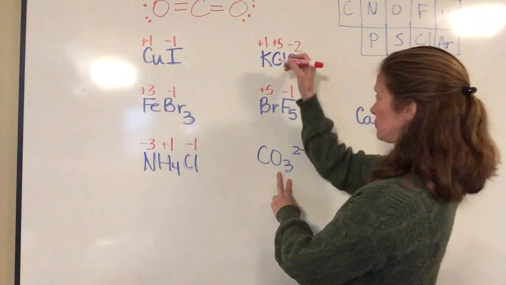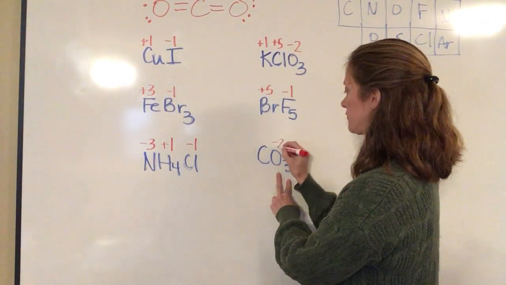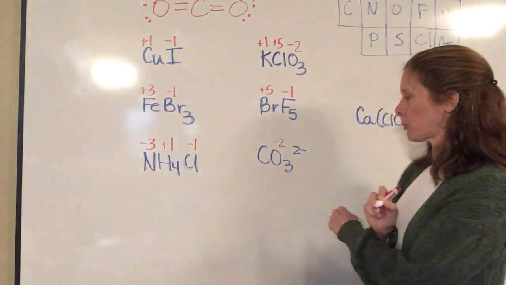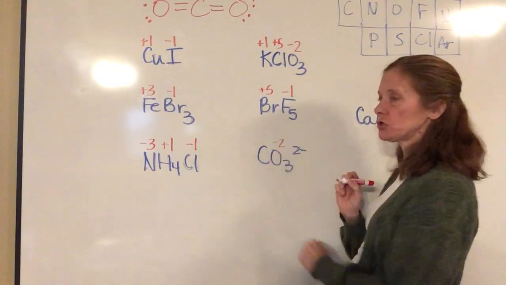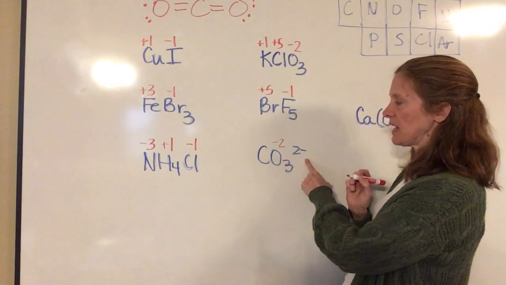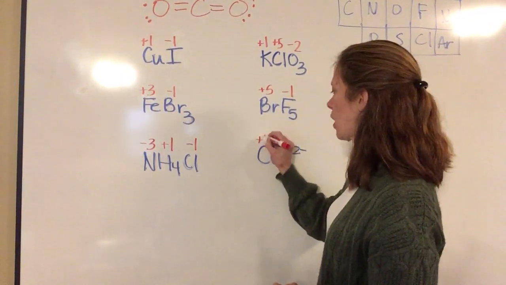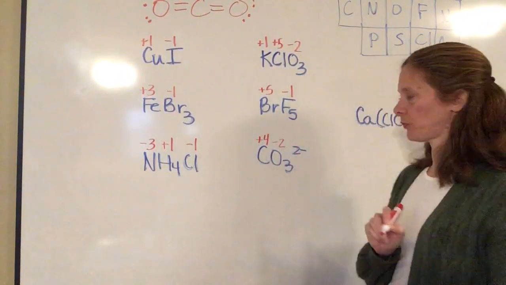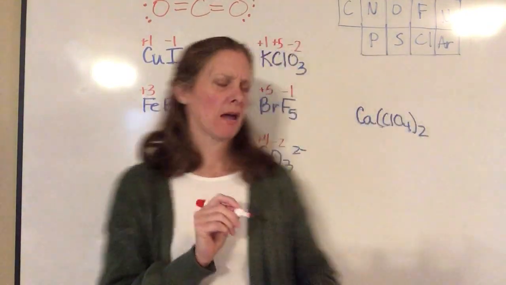Oxygen, just like we talked about up here, is going to have a -2 oxidation number. So 3 times a -2 is a -6. But altogether, this has to add up to a -2, so that means that my carbon is going to have to be a +4. Okay.